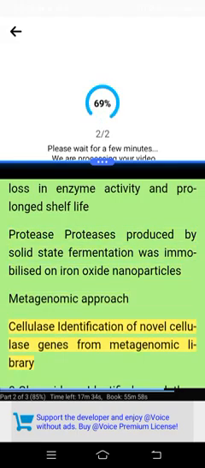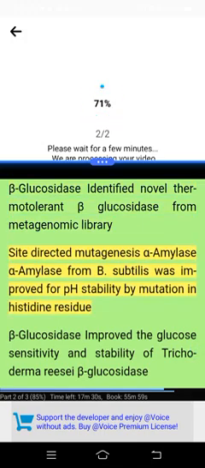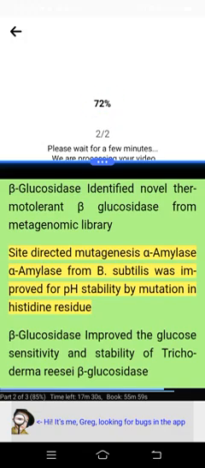Metagenomic approach: cellulase, identification of novel cellulase genes from a metagenomic library. Beta-glucosidase, identification of a novel beta-glucosidase from a metagenomic library. Site-directed mutagenesis: alpha amylase from B. subtilis was improved for pH stability by mutation in a histidine residue. Beta-glucosidase: improved the glucose sensitivity and stability of Trichoderma beta-glucosidase.